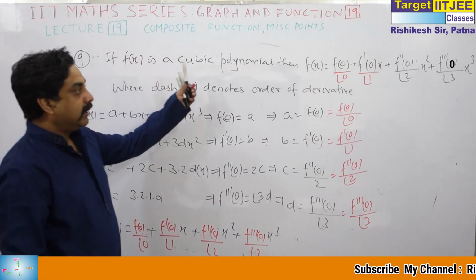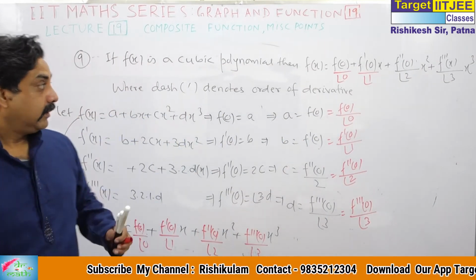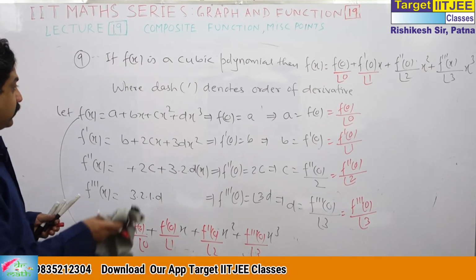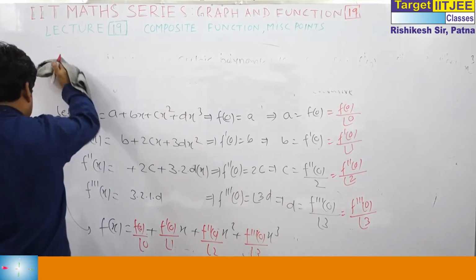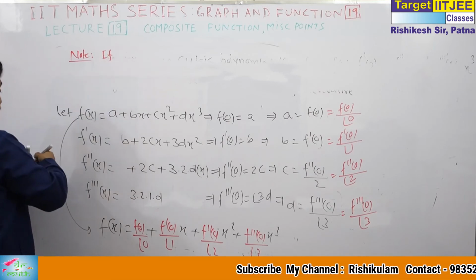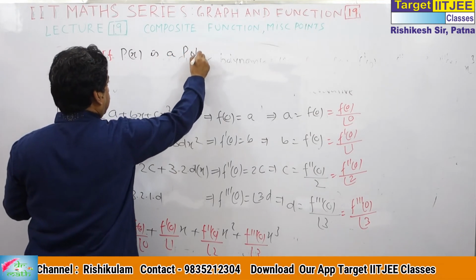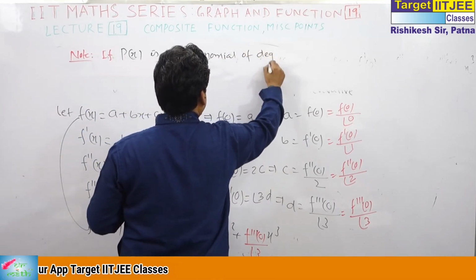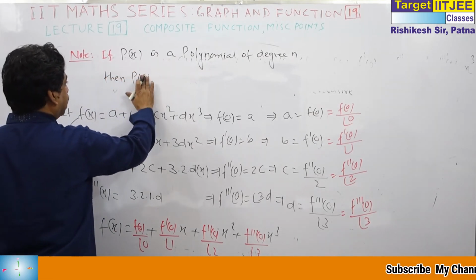So, a cubic polynomial, any polynomial can be written as this. We can also use it for nth order polynomial. You can note: if Px is a polynomial of degree n, then Px is what?